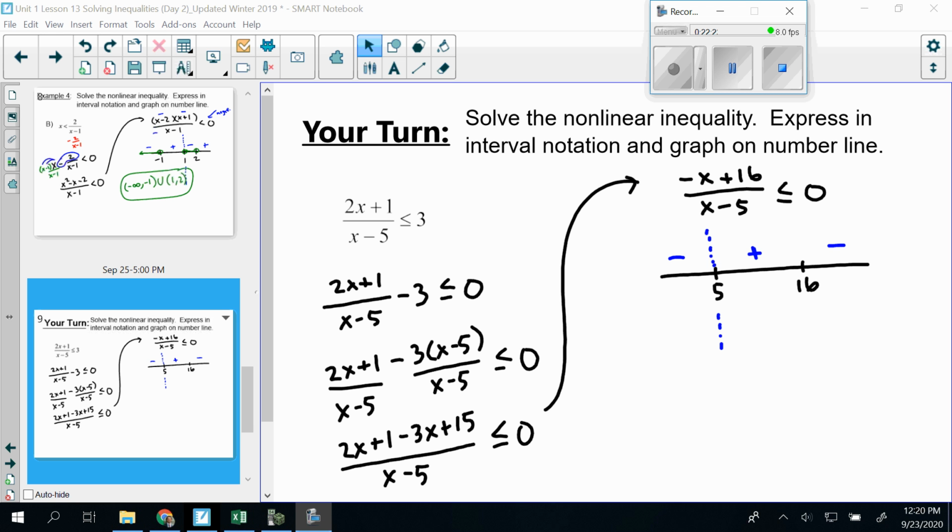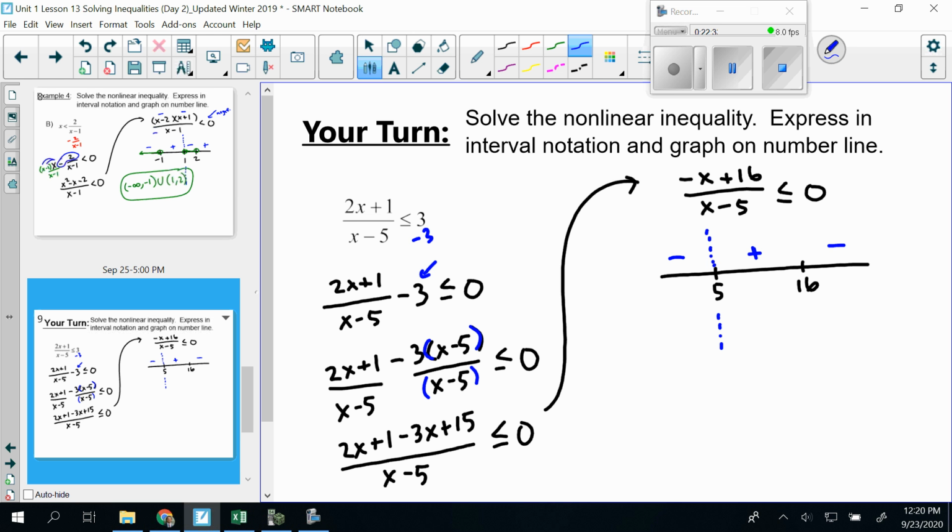First thing, you got to make sure you get this equal to 0, so subtract 3 over. Now we're going to have to get a common denominator here, so multiply by x minus 5 over x minus 5. On the bottom now, we're going to have that common denominator. On top, we got to make sure we distribute here, resulting in that. Combine the like terms. You should end up with this now compared to 0.